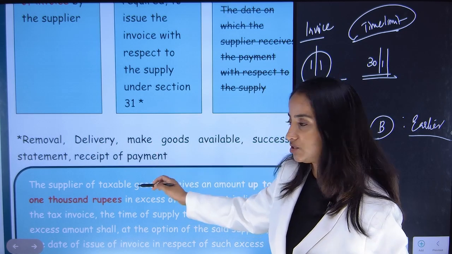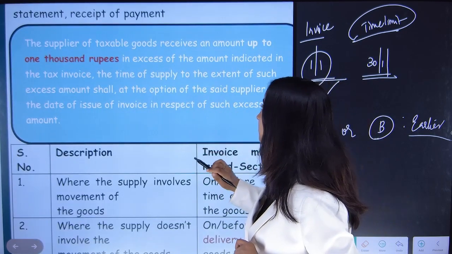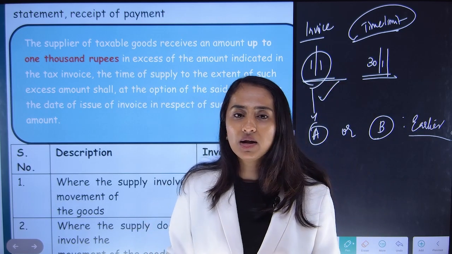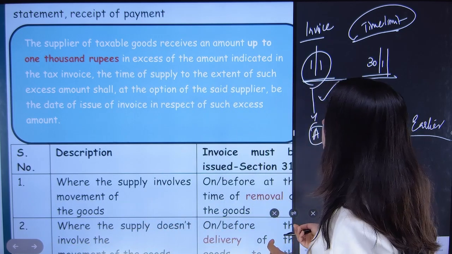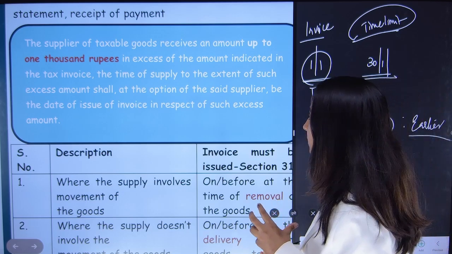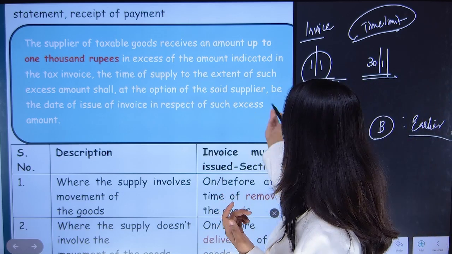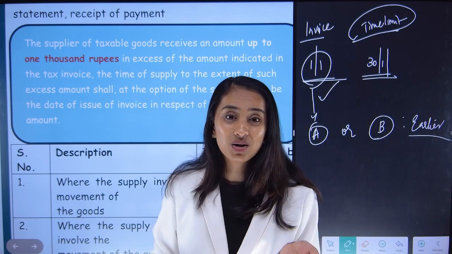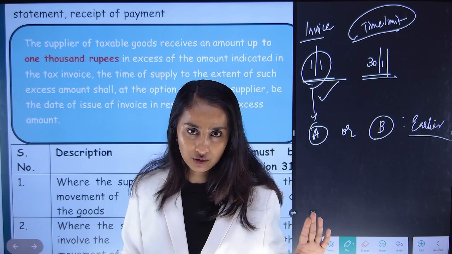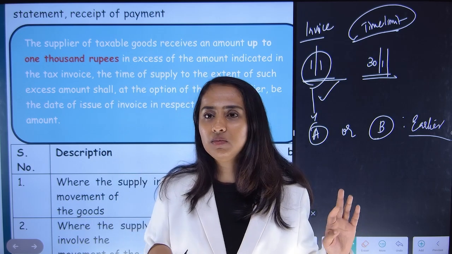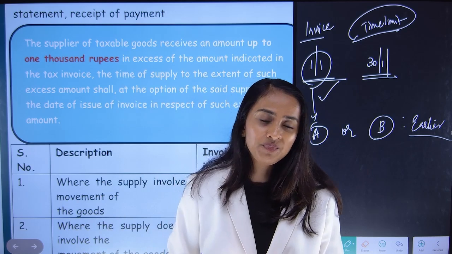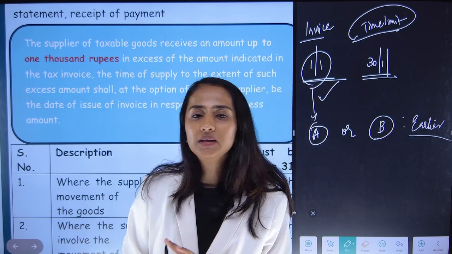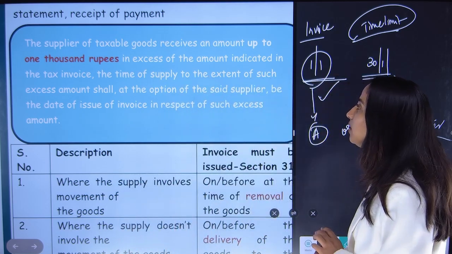Next, here in Section 31, I have just put this in a small way. These are the conditions. Then, the supplier of taxable goods, in excess of the amount indicated. Let's say my tax invoice was only 1000 rupees. Now let's say I got 1500, extra 500. So for that 500, it is at the option of the supplier, the date of issue of invoice in respect of such amount. So for that 500, whenever he will issue a new invoice, right? So the actual invoice is only for 1000 rupees. Let's say he is getting extra, maybe for transport or whatever. For that extra, whenever he actually issues the invoice for that extra 500, then it will be the time of supply for the extra amount in excess of the amount indicated.